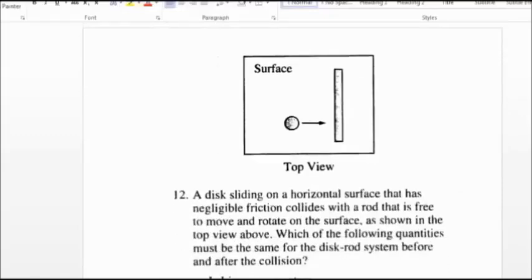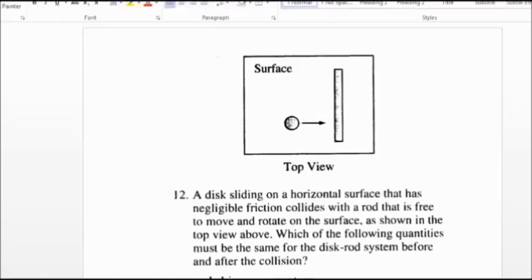A disc sliding on a horizontal surface that has negligible friction collides with a rod that is free to move and rotate on the surface, as shown in the top view above. Which of the following quantities must be the same for the disc rod system before and after the collision?